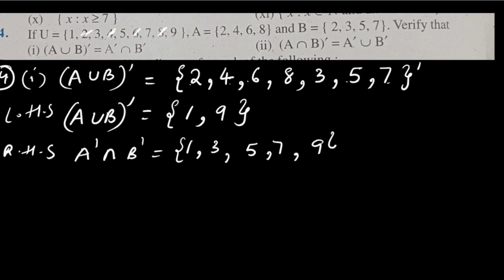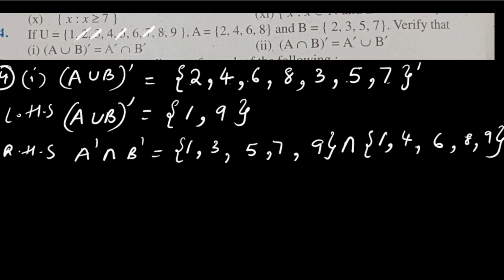So these are the elements of A complement. Its intersection I have to take with B complement's elements. So B's elements are 2, 3, 5, 7. So I'm just scratching them, 2, 3, 5, 7. So let's write the remaining elements: 1, 4, 6, 8 and 9.